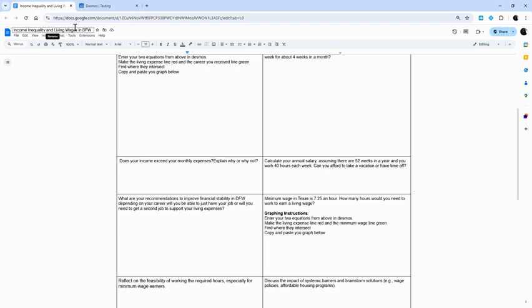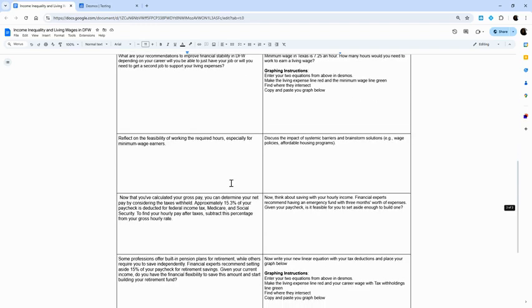They would have to take that graph and also paste it here in the worksheet. So reflect on the feasibility of working the required hours, especially minimum wage earners. They'd have to realize like you can't do it. It's almost 10 weeks just to make the basic expenses. Like you can't even do anything else. You can't save for anything like that. So that's some of the type of discussion I want the students to have.